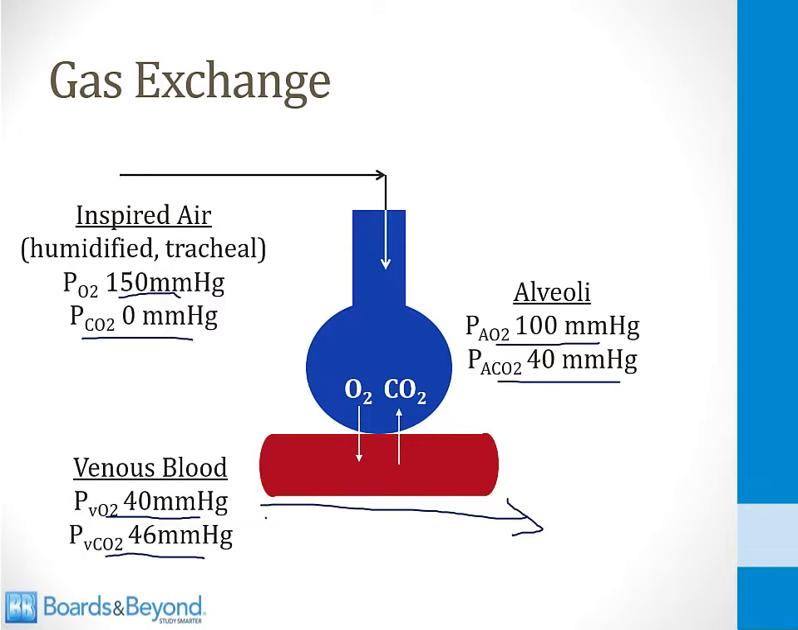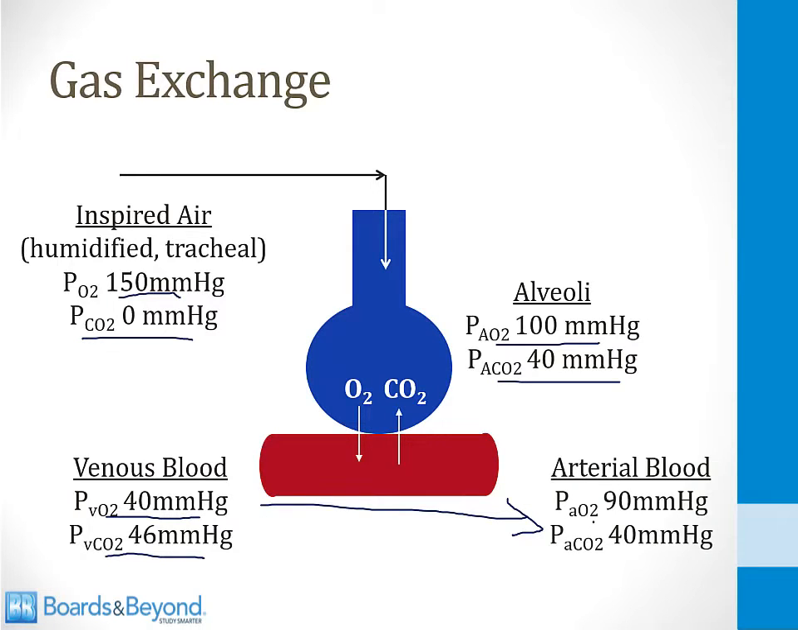And then the blood moves through the pulmonary capillary, exchanges gas with the alveoli, and when it leaves, a normal partial pressure in the artery for oxygen is about 90, and a normal partial pressure for carbon dioxide is about 40. And this difference of 90 in the arteries compared to 100 in the alveoli is called the AA gradient, and I talk about that in detail in the video on hypoxia.